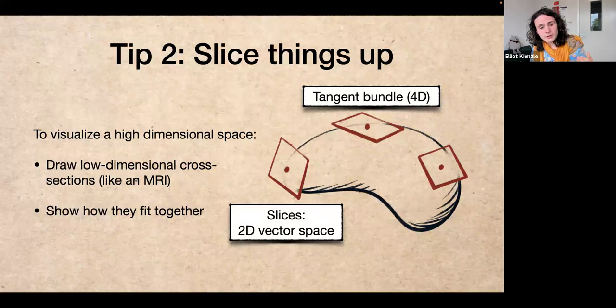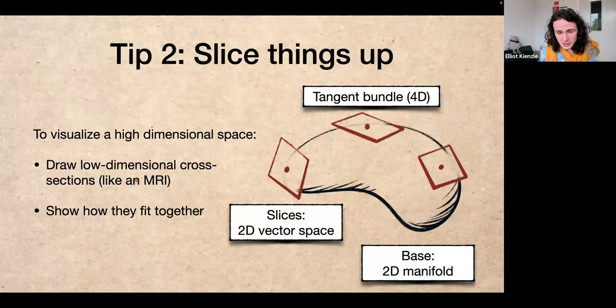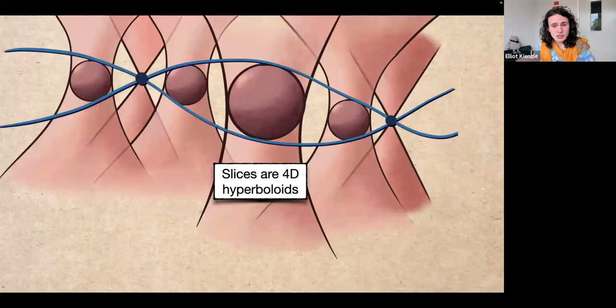And next, I need to show how they fit together. And that's what this base manifold is showing. It's showing you one 2-dimensional vector space for everything along this lower dimensional space here. Okay. That's reasonably standard. Let's do something a bit more fancy with this. This is actually a very flexible approach.